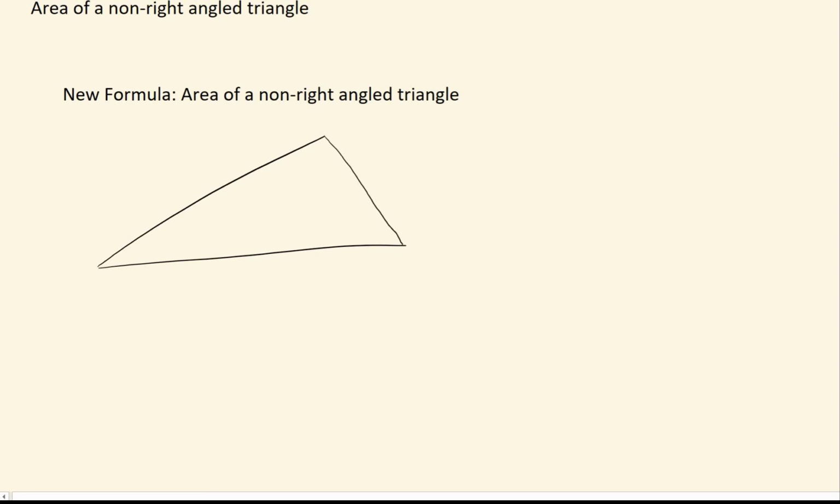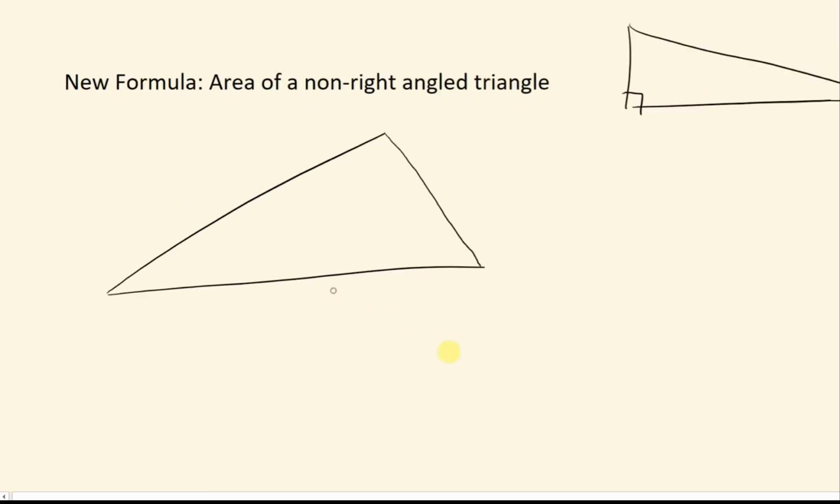Hi, in this video we are going to work out the area for non-right angled triangles. Okay, so for right angled triangles, we should know we have the formula of a half base times height. So for non-right angled triangles, we've got our own formula.